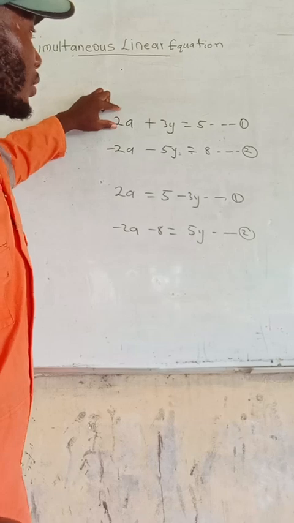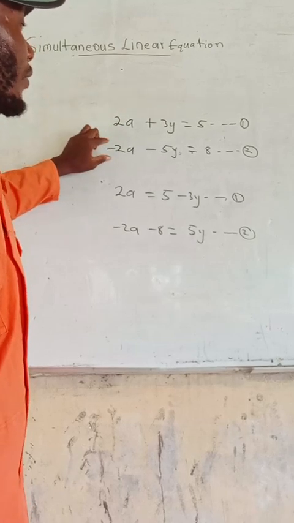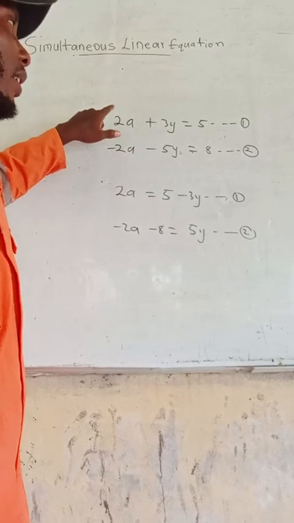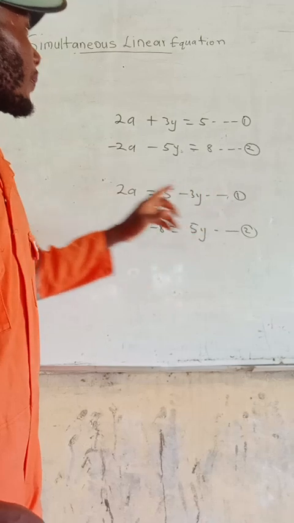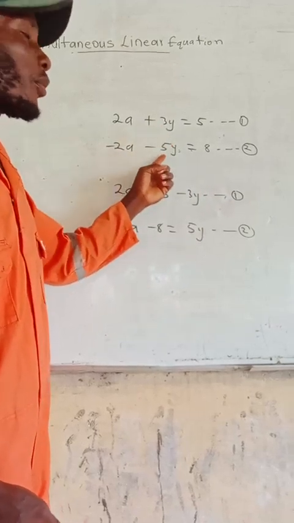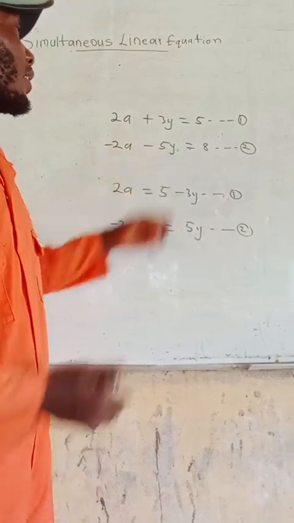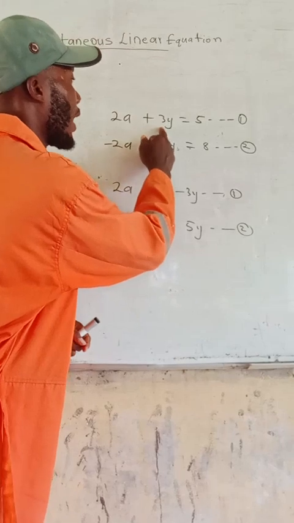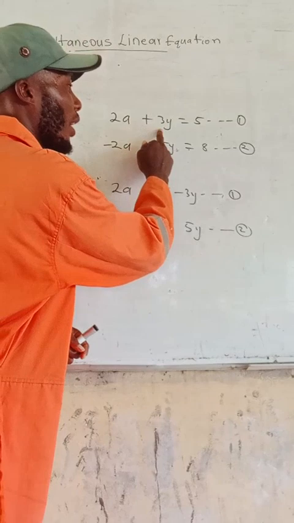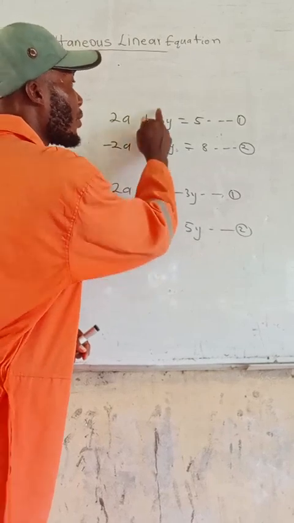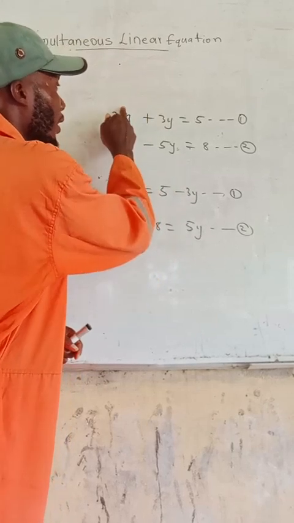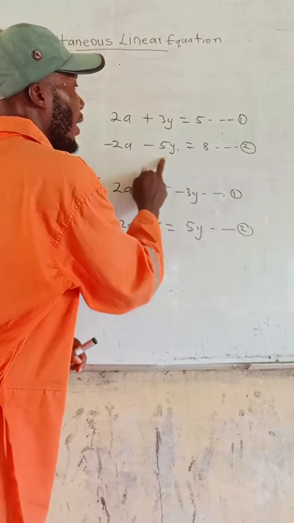In the first equation, you have 2a. On the second equation, you have minus 2a. So the alphabet, the unknown here, are corresponding. Then the next column, you are going to observe another number again and the alphabet also corresponding. So you have 3y and minus 5y. You have plus 3y and minus 5y. So the alphabet should be corresponding. We have a and a, we should have y and y.